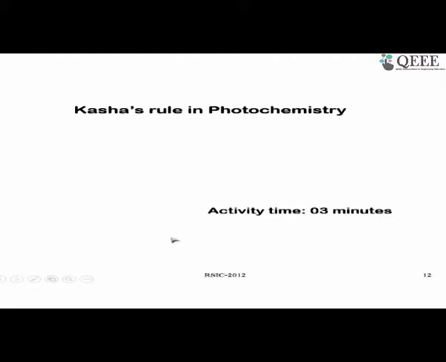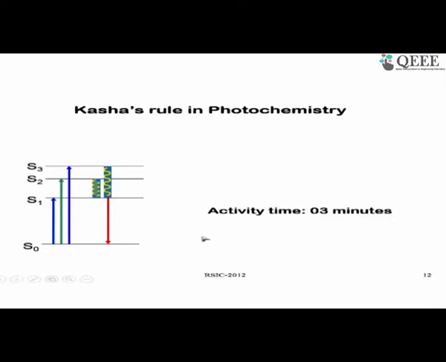Now, this is a very important rule in photochemistry, called Kasha's rule. I will show you a diagram: S0, S1, S2, S3. You can see the transitions from S0 to S1, S0 to S2, S0 to S3. This wavy line is the energy dissipation by heat, and it goes from S1 to S0. Now the question is, why does it always come back from S1 to S0? Why does it not start from S2 to S0? Why is it not coming from S3 to S0?